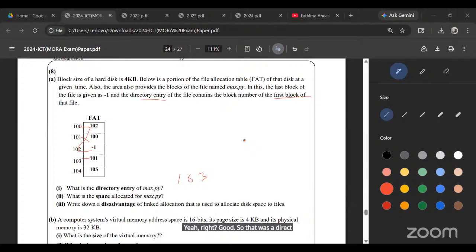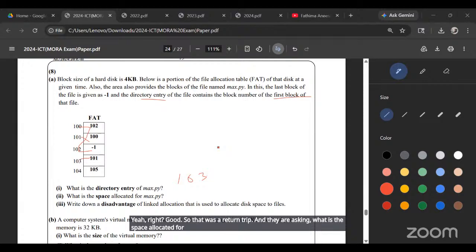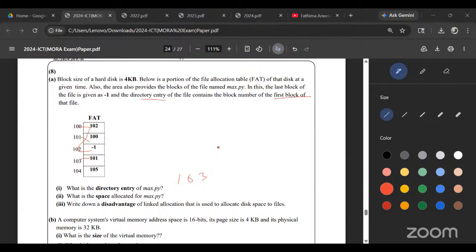And they're asking what is the space allocated for max.py. Now let's move to the question. So block size of a hard disk is 4 KB, right? Below is the portion of the file allocation table of that disk at a given time. Also, the area provides the block of the file named max.py.